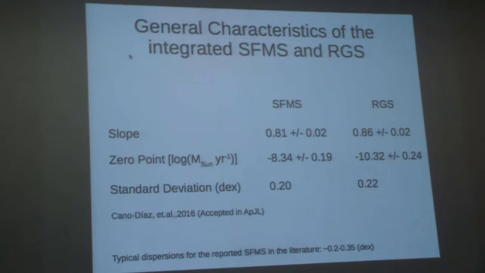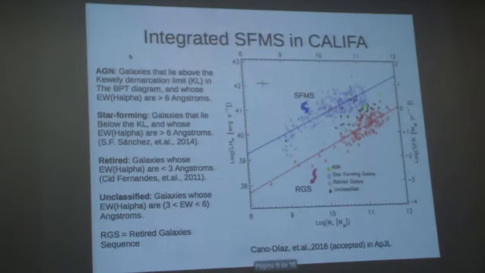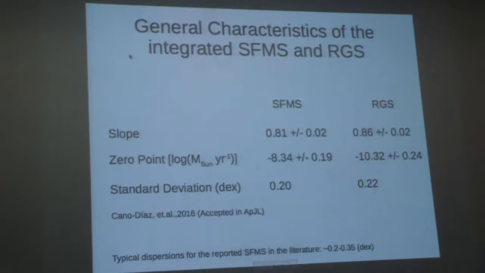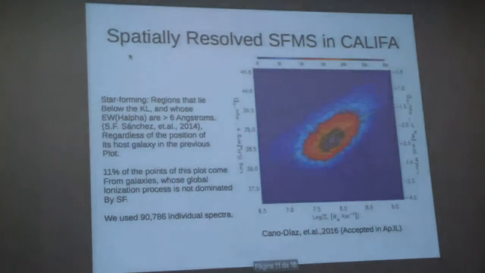The general characteristics of the star formation main sequence and the retired galaxy sequence, the red one, are shown here. As you can see, the slope and the zero point of the star formation main sequence are in good agreement with the literature. Also, the scatter is quite low, which is also in concordance with the literature in general. We found 2.2 dex, which is in very good agreement. And from now on, I didn't study the retired galaxy sequence in more detail. Here is the main result, which is the spatially resolved star formation main sequence for the CALIFA survey.